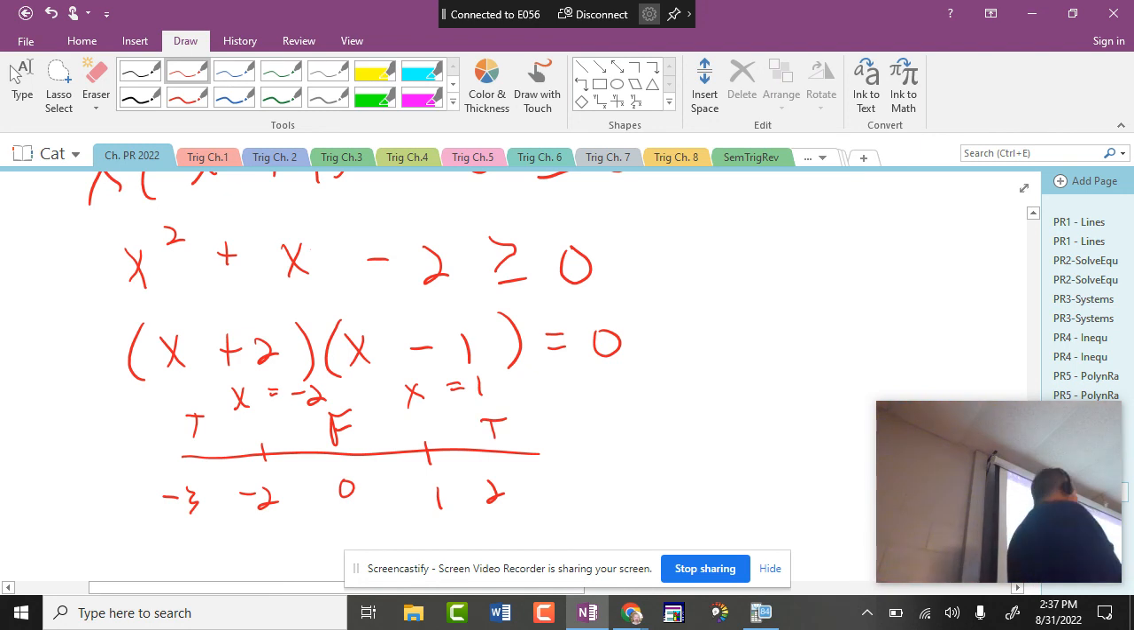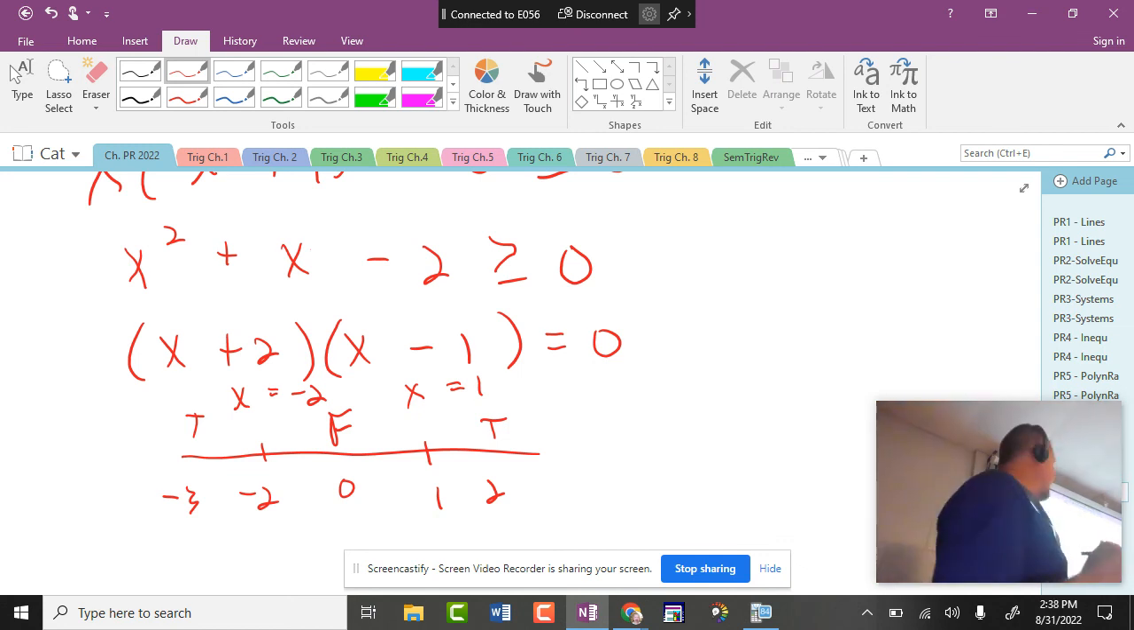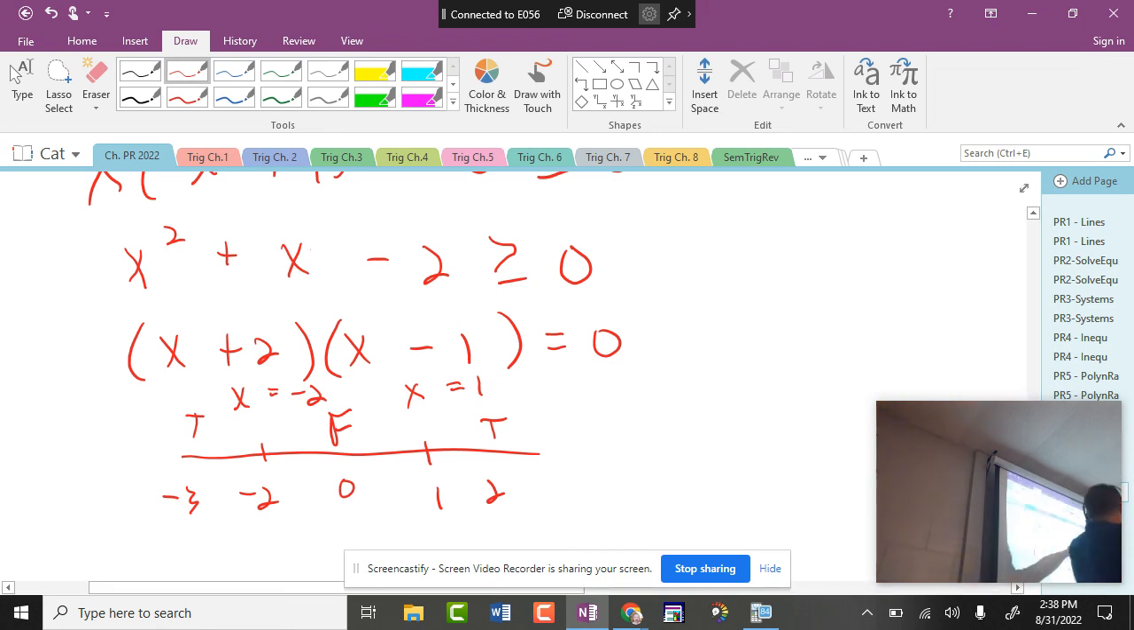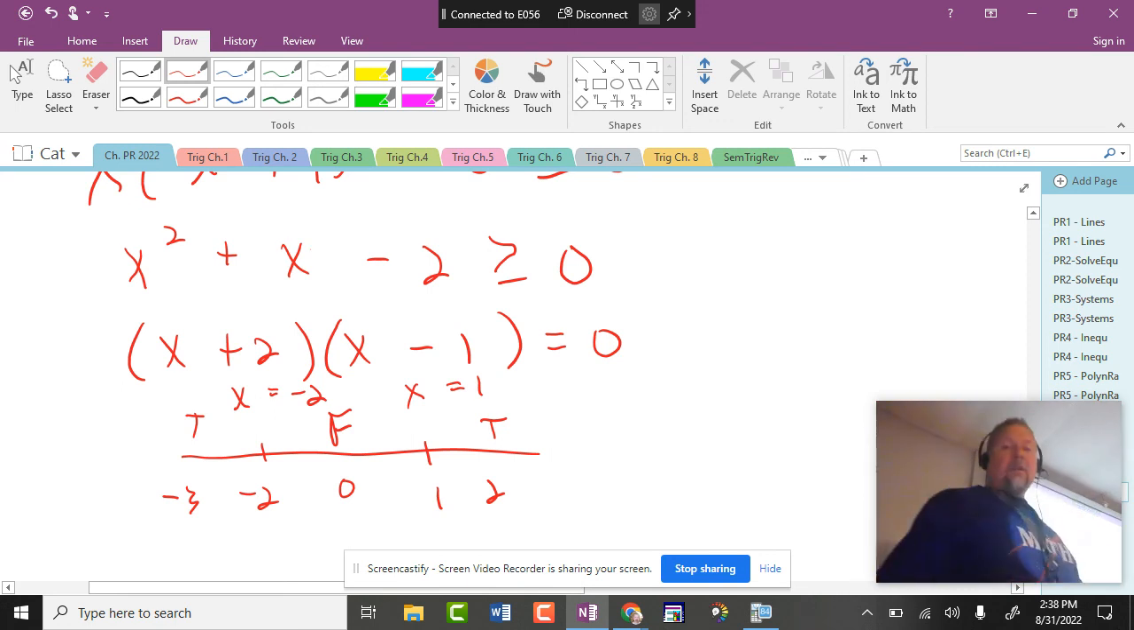You could really kind of trust these basic quadratic, greater than or less than a number. You can expect true, false, true, or false, true, false. If you really want to check, negative 3 squared is 9. 9 plus negative 3 again is 6. 6 minus 2 is 4. 4 greater than 0. True. All right. Done with that.